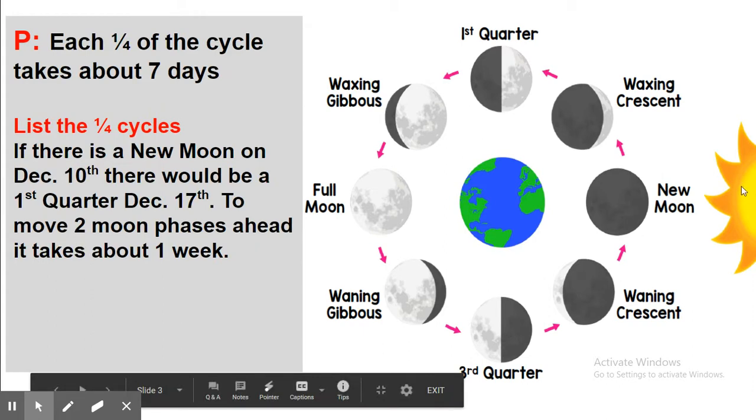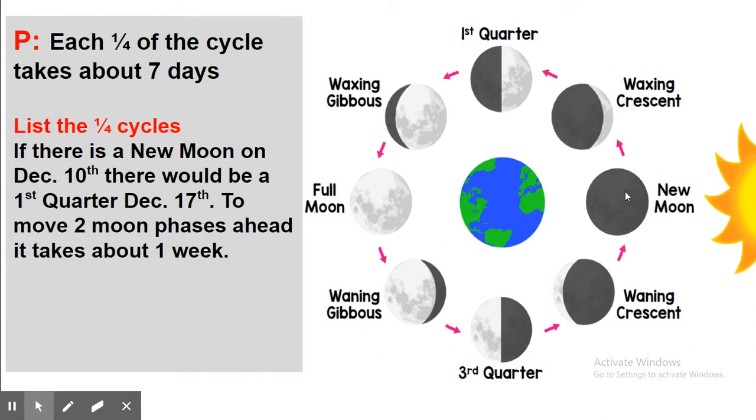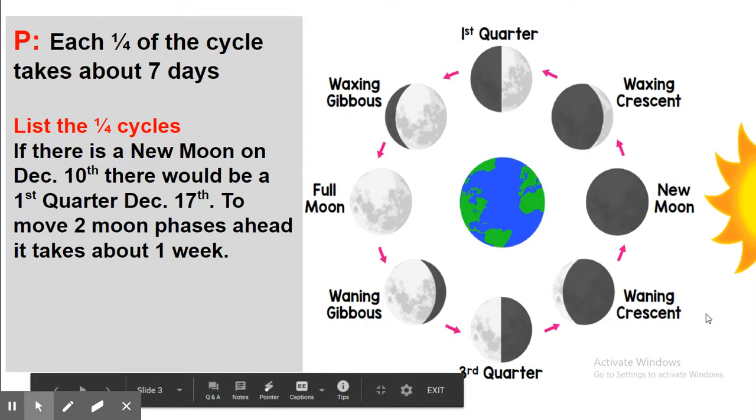If there is a new moon on December 10th, there would be a first quarter December 17th. So again, December 10th, we would just count 7 days on a calendar, and December 17th, we would have a first quarter. To move 2 moon phases ahead, it takes about 1 week, 7 days.